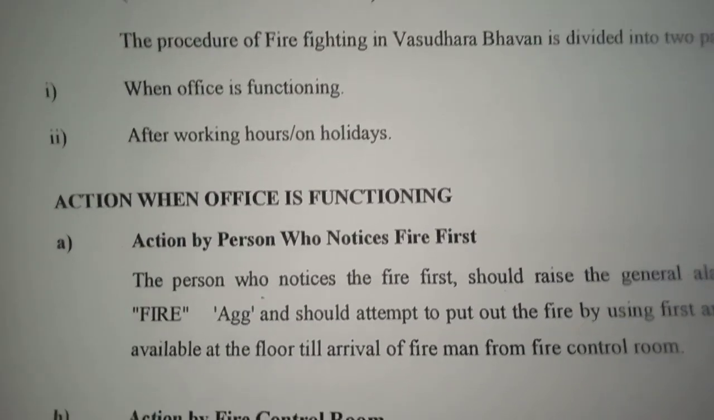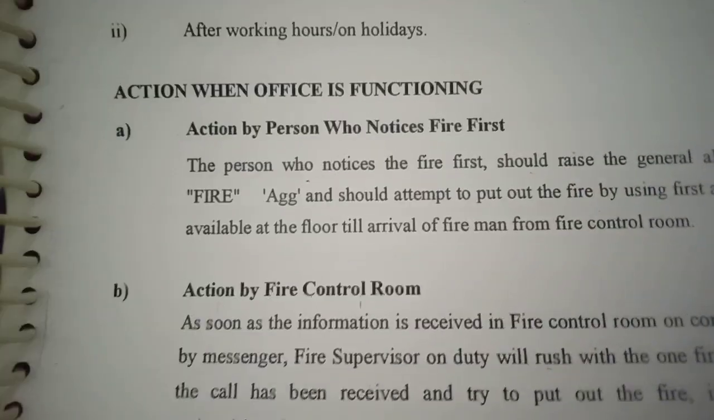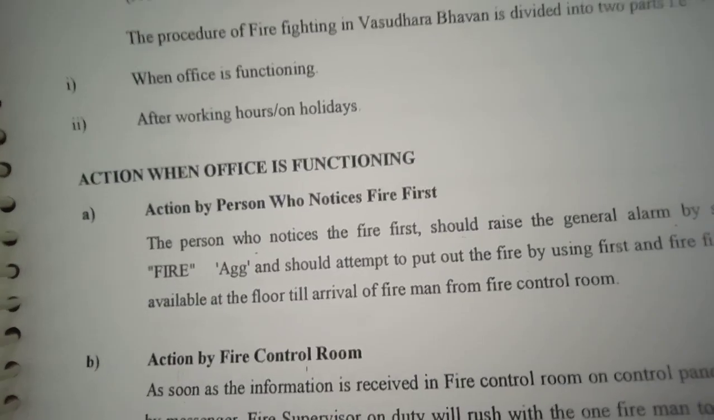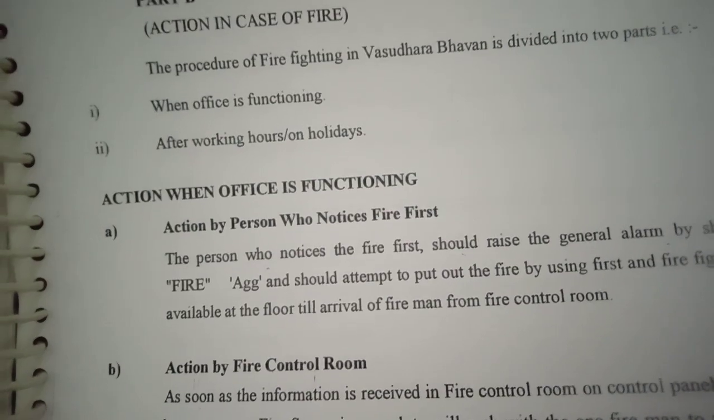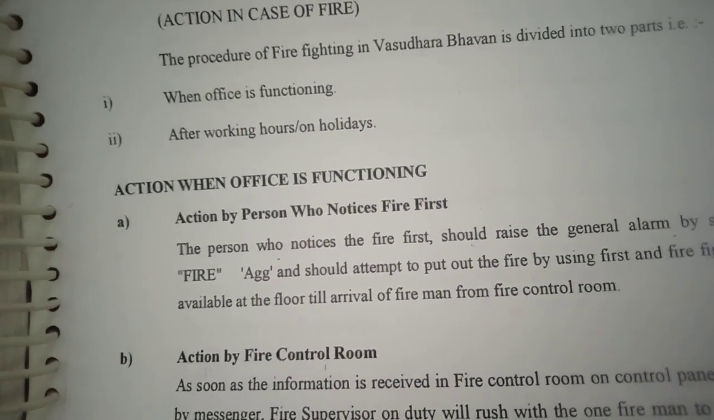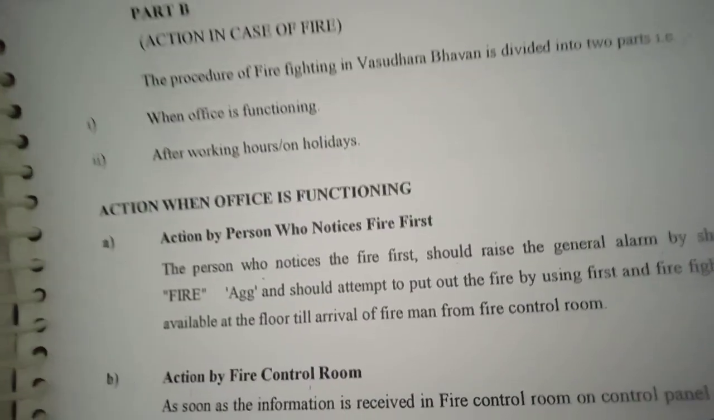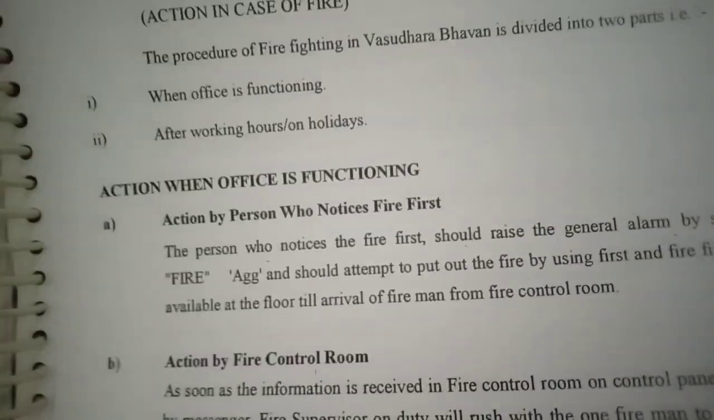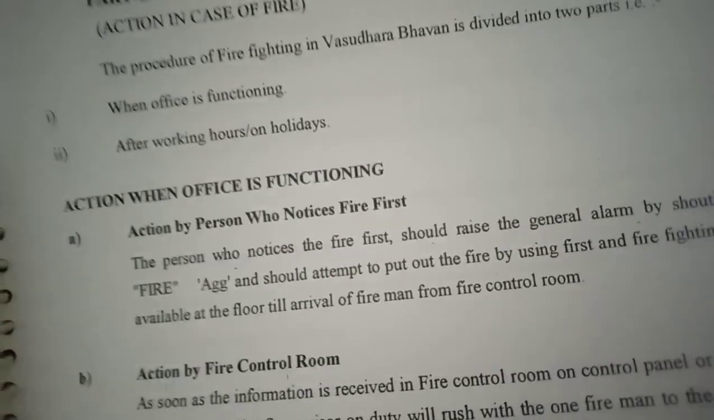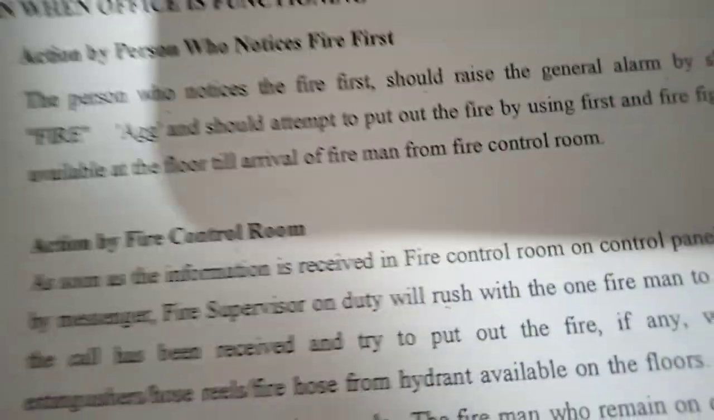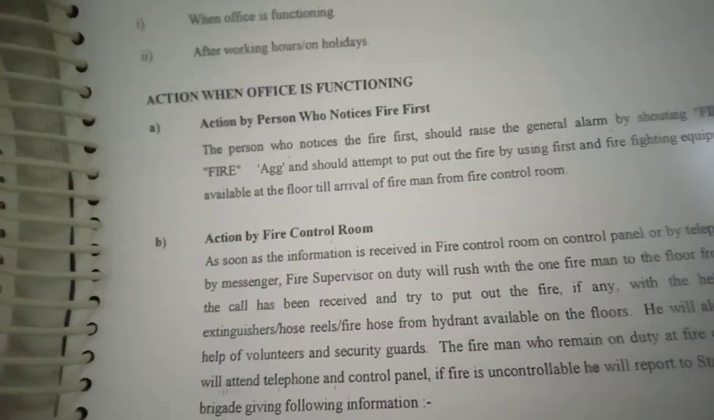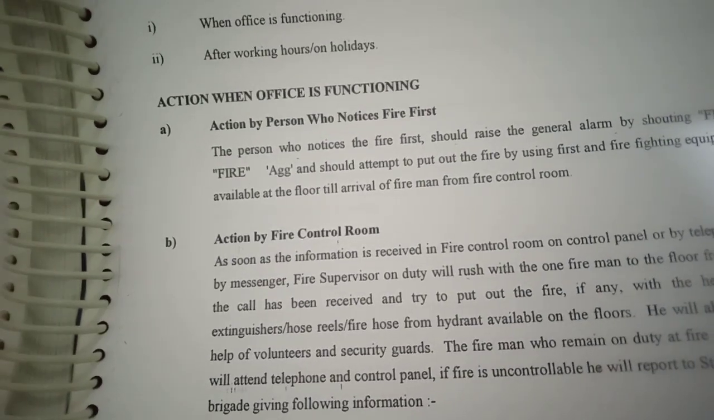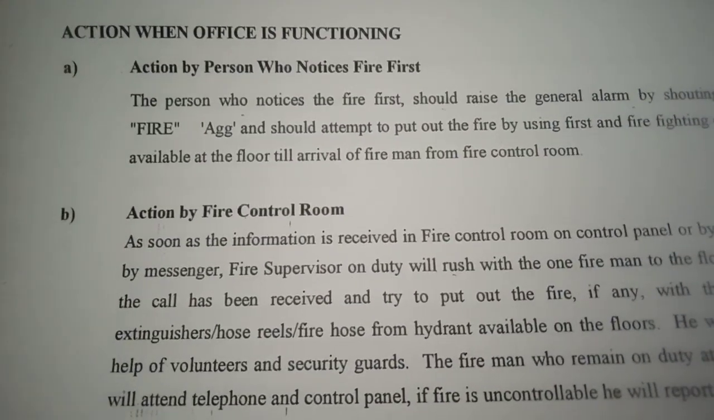Now the action when the officer is functioning. Action when a person notices the fire first: if any person notices the fire, he should shout fire, fire, and take some safety precautions. If the fire is very large, you need to inform the alarm system and switch on the button of the fire alarm system. After that, the fire team can use the fire extinguishers or start the fire water pump to extinguish the fire.